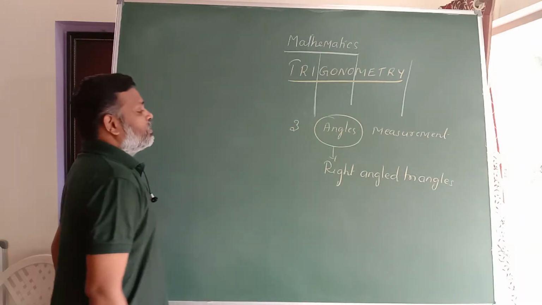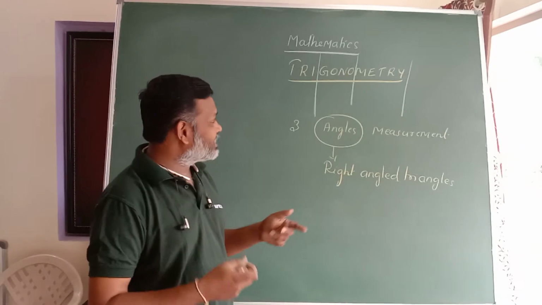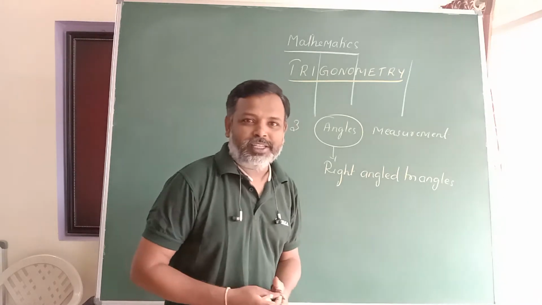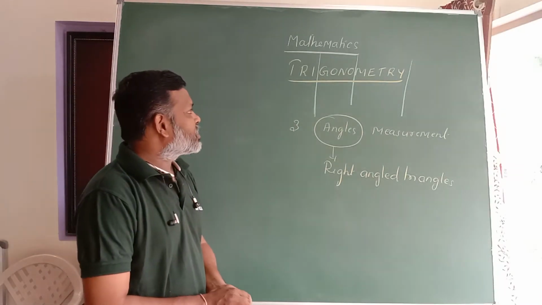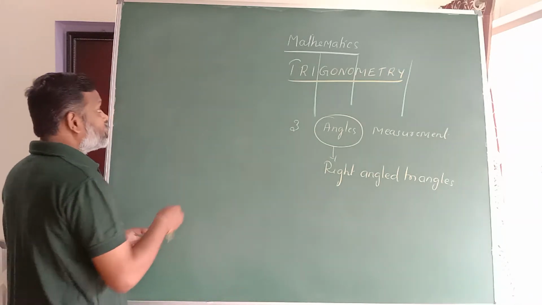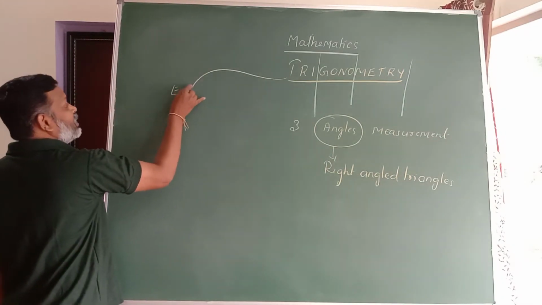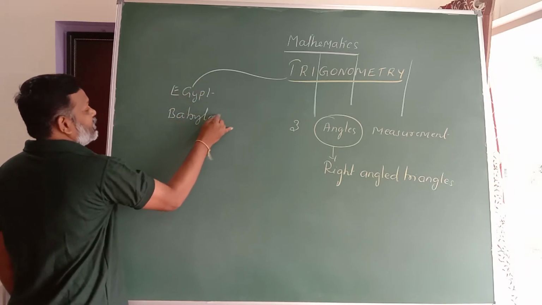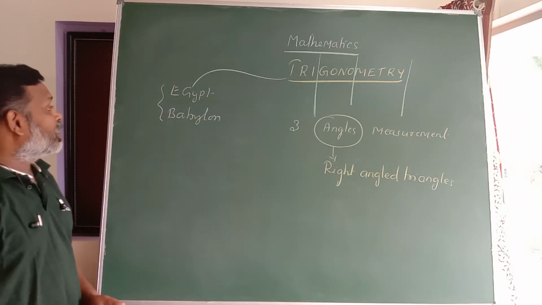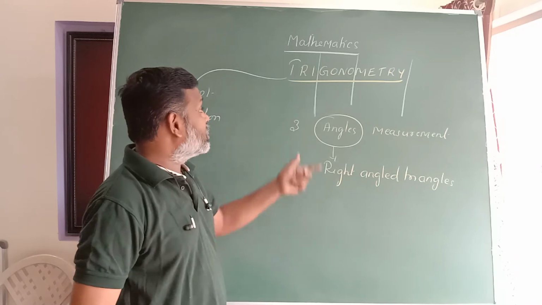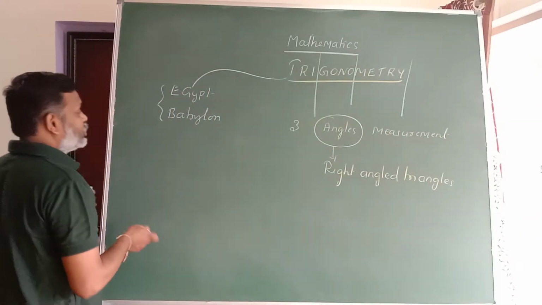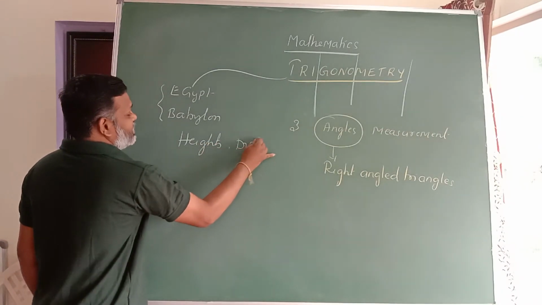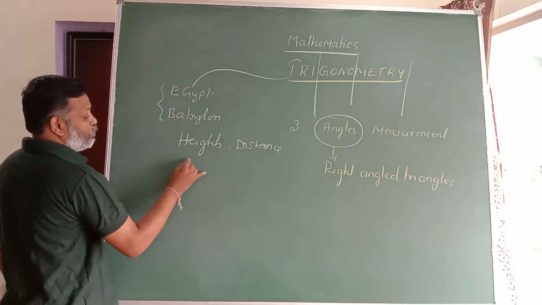Dear students, before going to the detailed study of trigonometry by using a right angle triangle, let us know that in the ancient world, trigonometry was most used by the Egyptians and Babylonians. So why did the Egyptians and Babylonians use the concept of trigonometry? To find out heights, to find out distances, to find out positions.